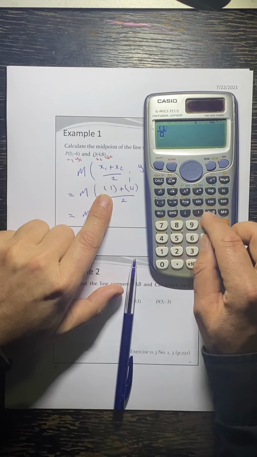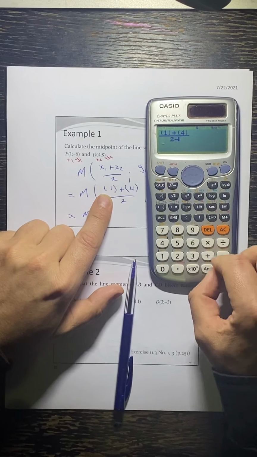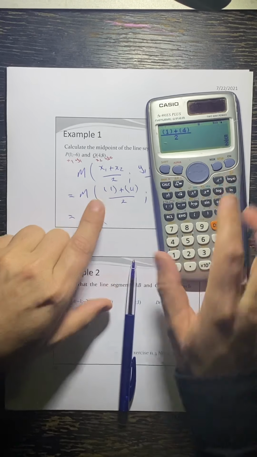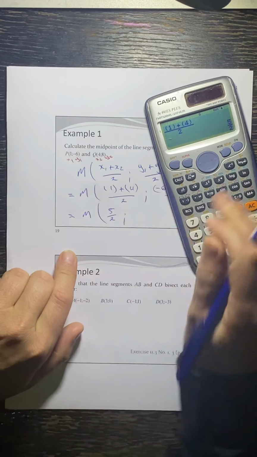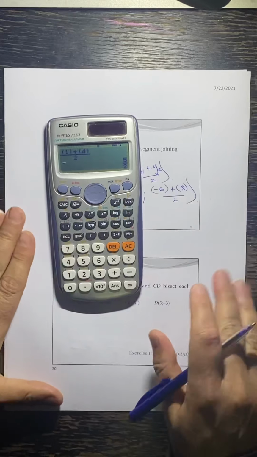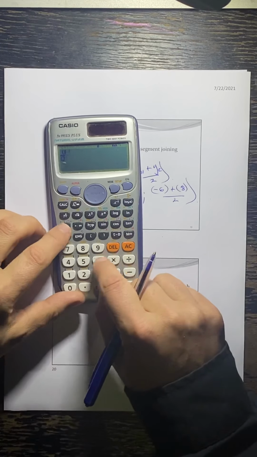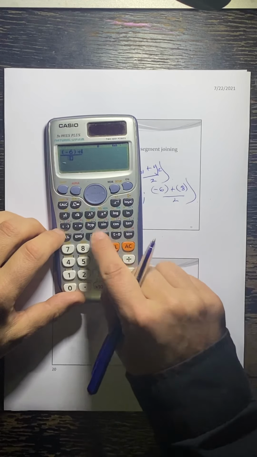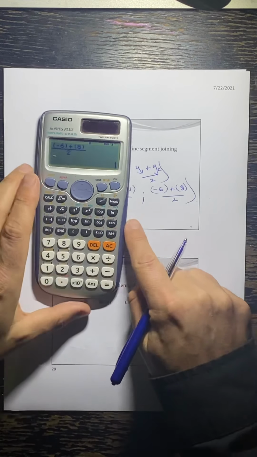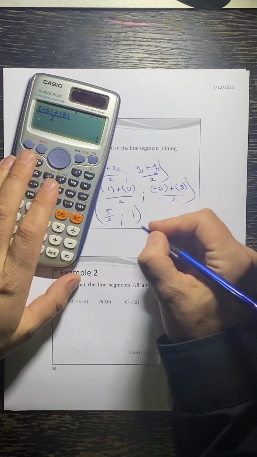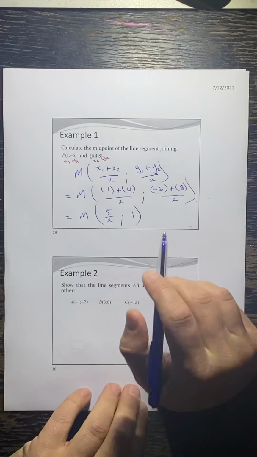Okay, so for this one over here, we've got 1 plus 4 over 2. And that will give us 5 over 2. Then we're going to do the y value next. So that's minus 6 plus 8 all over 2. And we get 1. So the midpoint's coordinate is 5 over 2, 1.